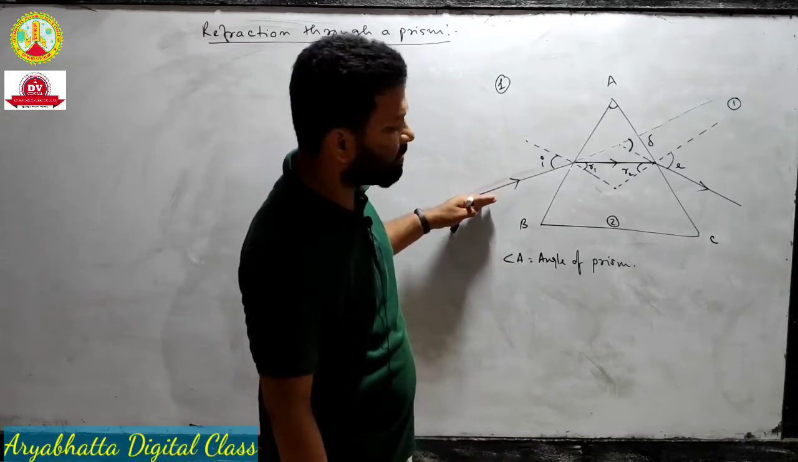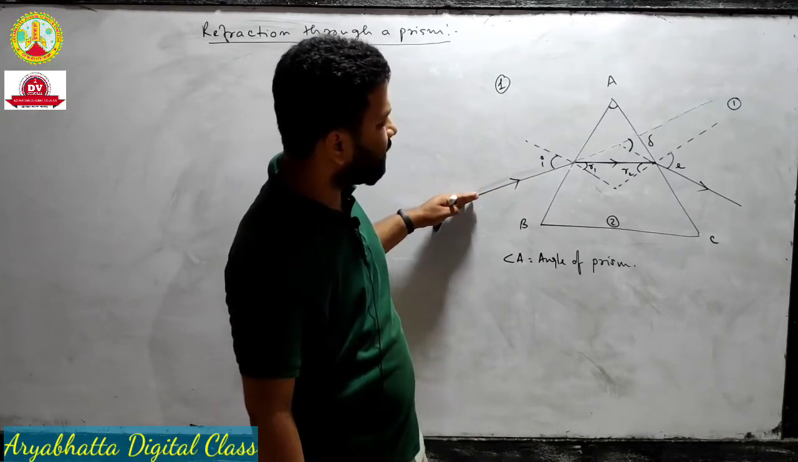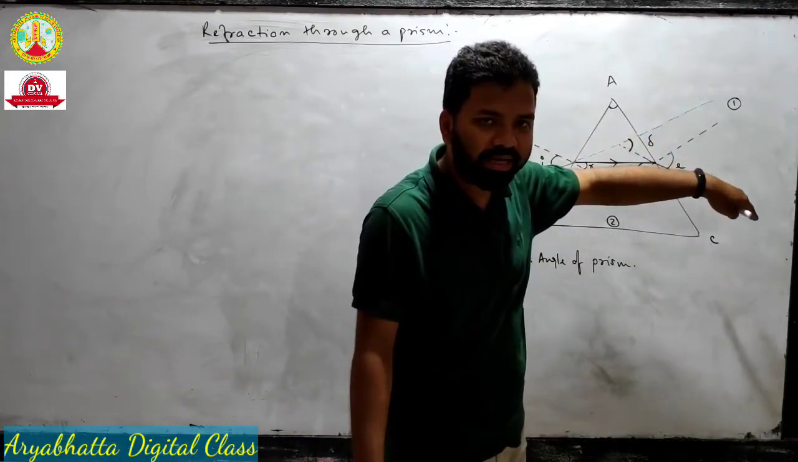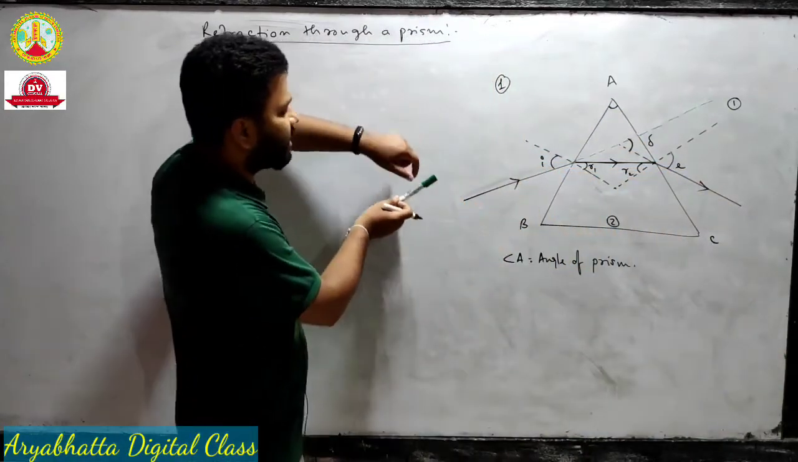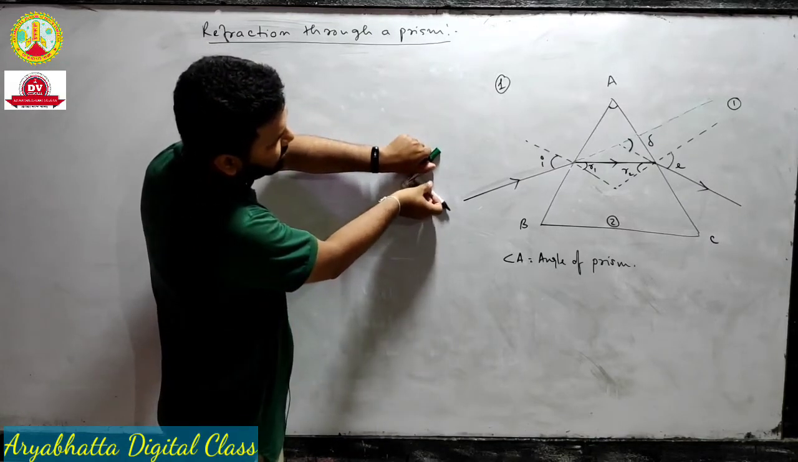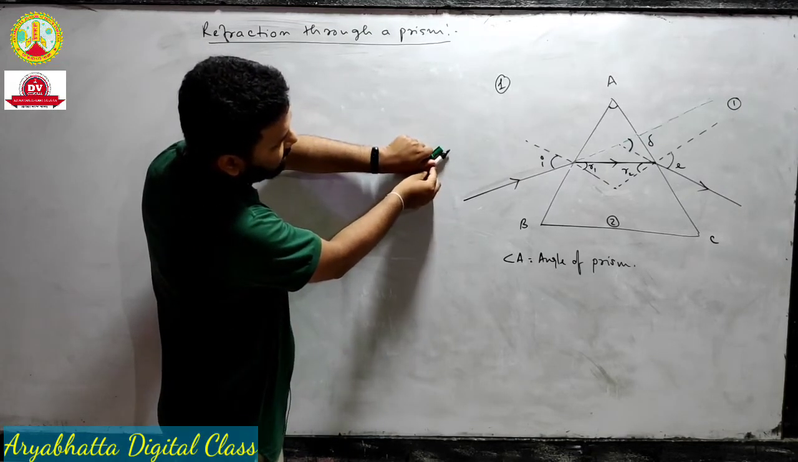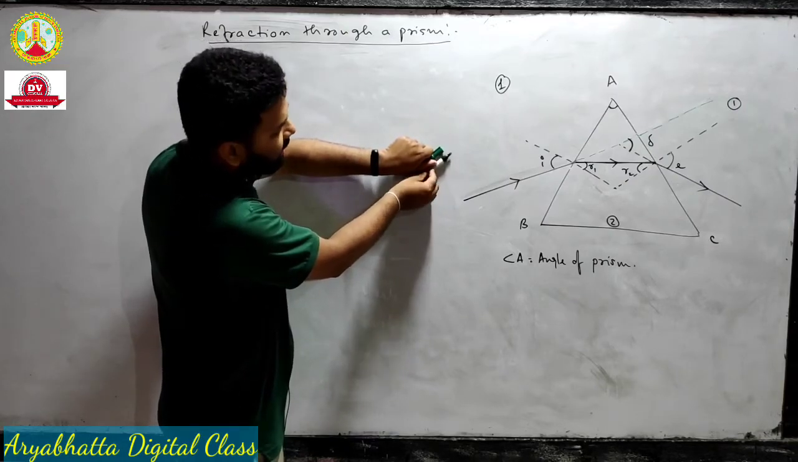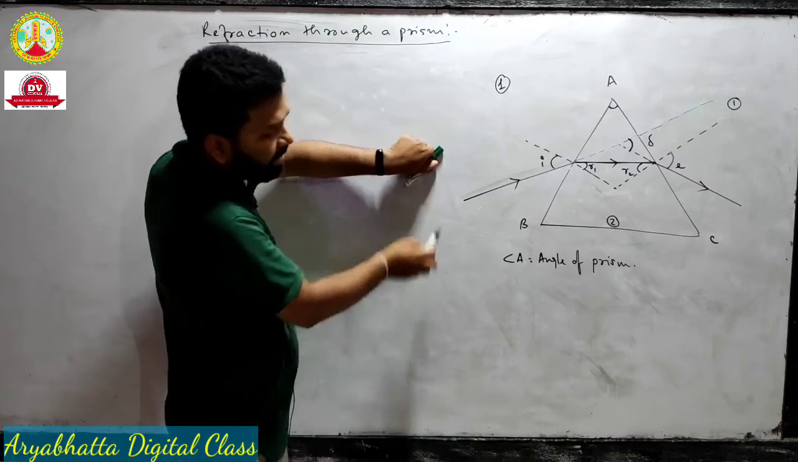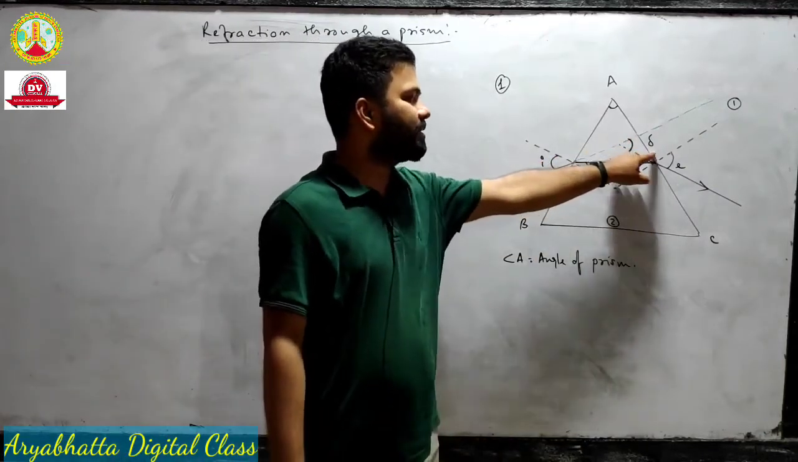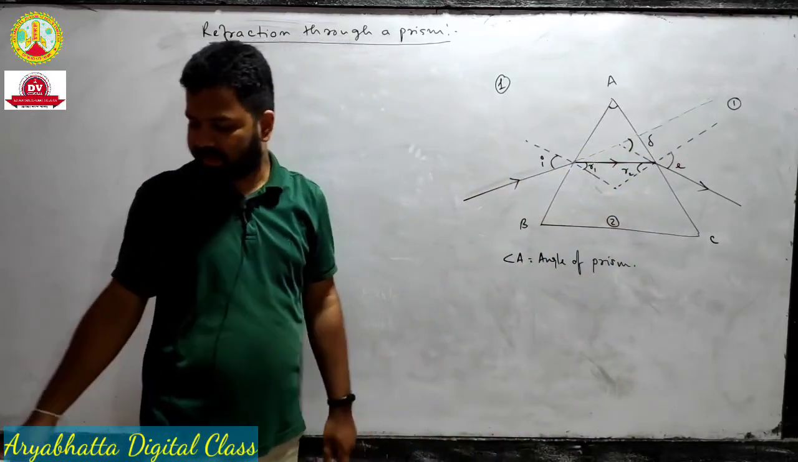Look, in the absence of the prism, the light ray would have traveled in this direction. Due to the prism, the light ray is now traveling in this direction. It should have gone this way, but now it is going this way. So this angle is known as the angle of deviation. This angle is known as delta. Delta means angle of deviation.